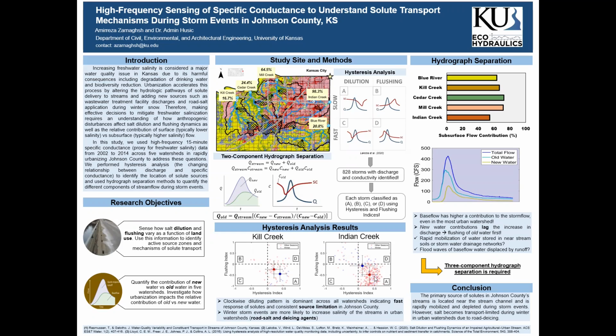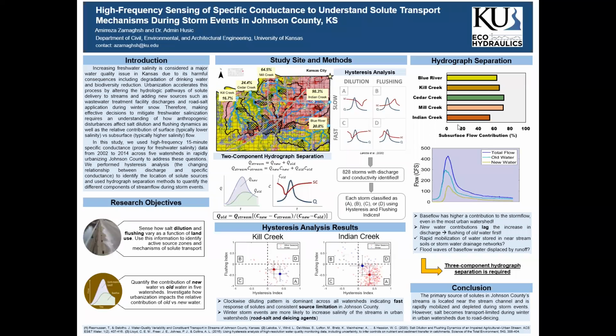However, the alarming point is that in Indian Creek, the most urban watershed, the blue point, which is the average of all storm events during winter, is very close to quadrant B, which has a flushing pattern with solutes that are not depleted during the storm event. So we can say that basically the winter storm events are more likely to increase salinity of streams in urban watersheds because of road salt application and de-icing agents.